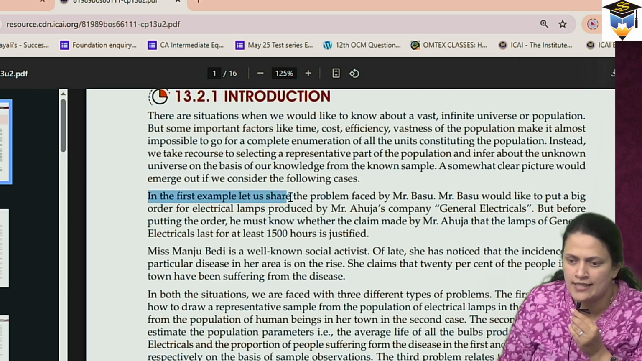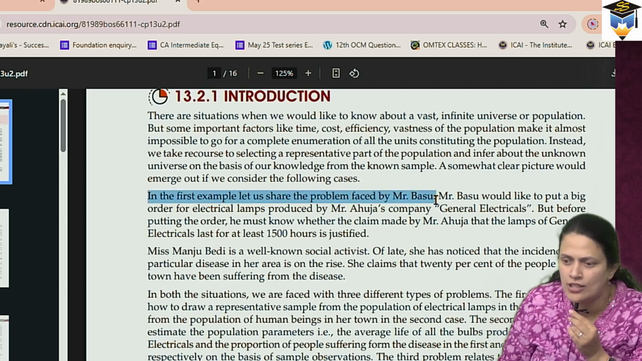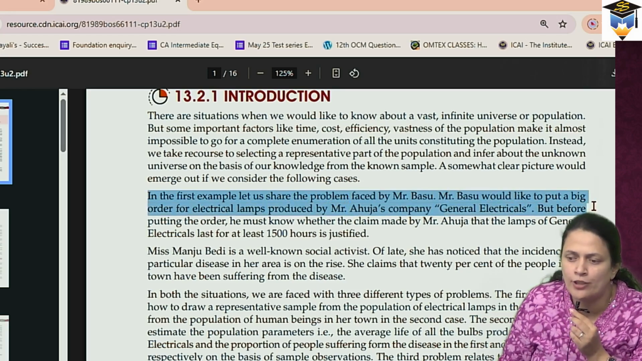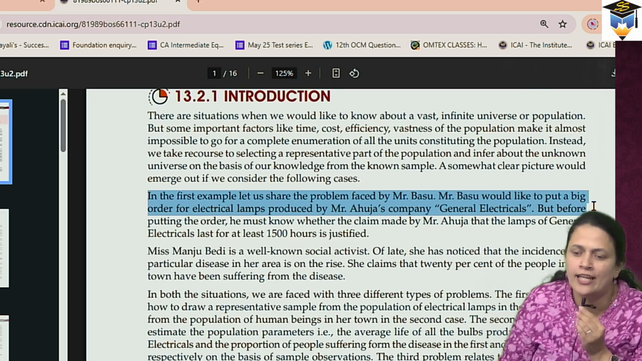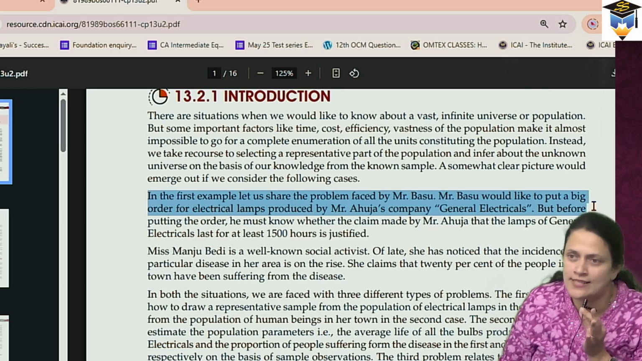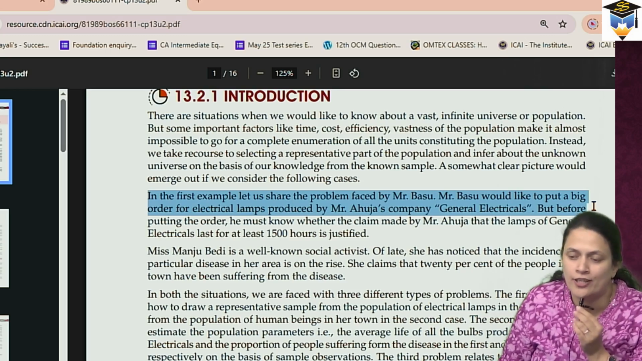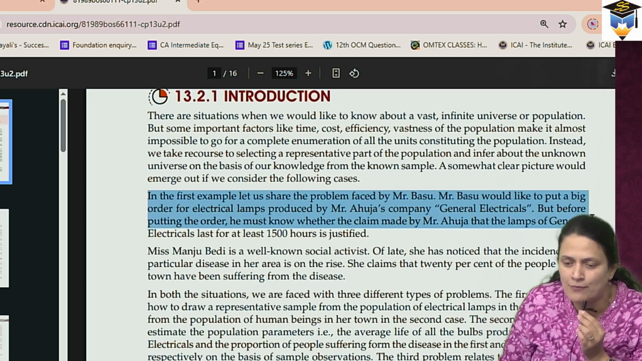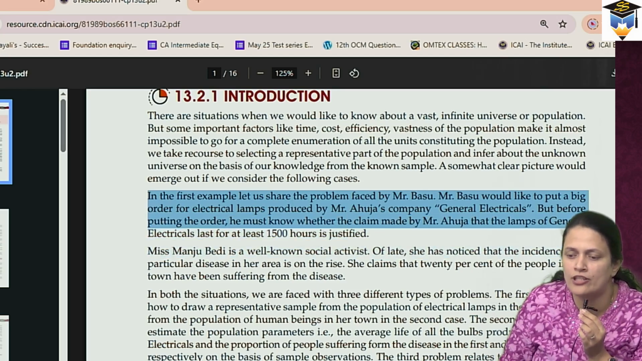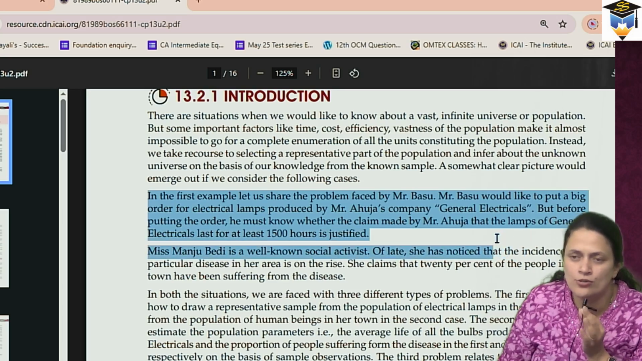In the first example, let us share the problem faced by Mr. Basu. Mr. Basu would like to put a big order for electric lamps produced by Mr. Ahuja's company, General Electricals. But before putting the order, he must know whether the claim made by Mr. Ahuja, that the lamps of General Electricals last for at least 1500 hours, is justified. Okay. So have you understood the problem?